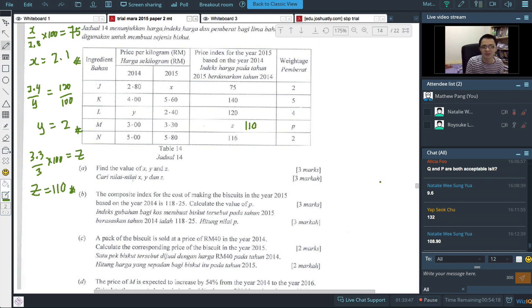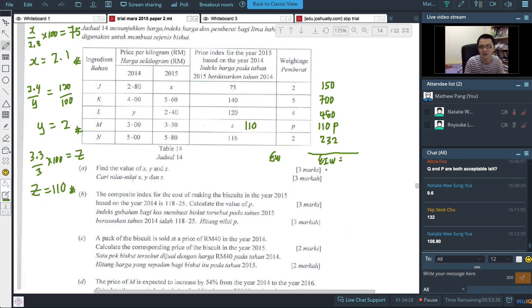So yeah, you will do the same thing. Composite index means the index has to be multiplied by the weightage. So this one I multiply is 150. This one I multiply is 700. This one multiplied is 480. This one multiplied is 110p. This one multiplied will be 232. Then I have to find what is my total here. Total weightage I need to find also. So yeah, use calculator. 150 plus 700 plus 480 plus 232.